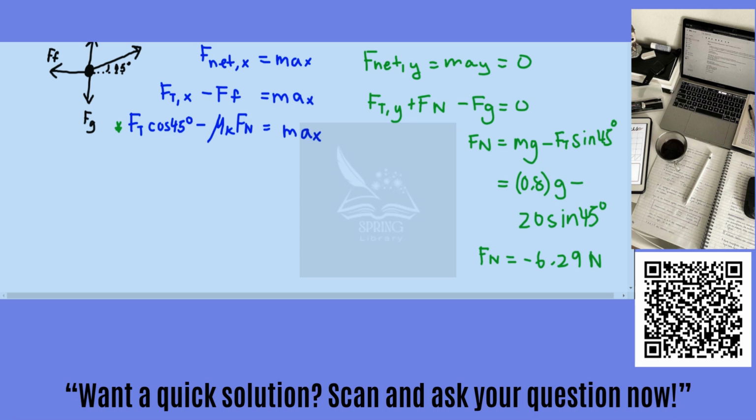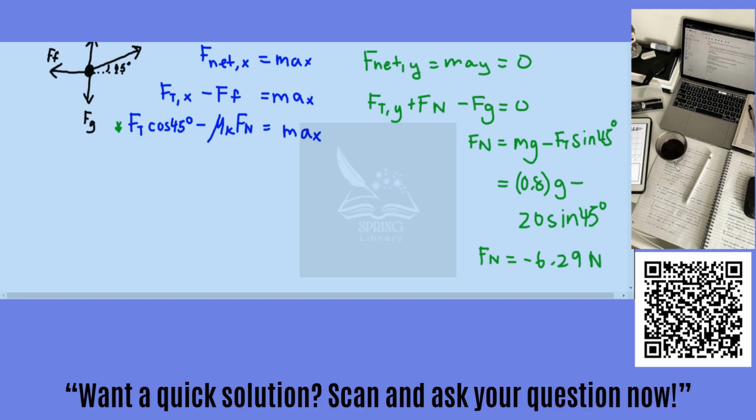But when you go ahead and use the normal force in this equation here, for the x direction, you're just going to use the magnitude of the normal force because that's what the friction force depends on, just the magnitude. So we don't need to put a negative in there at all.